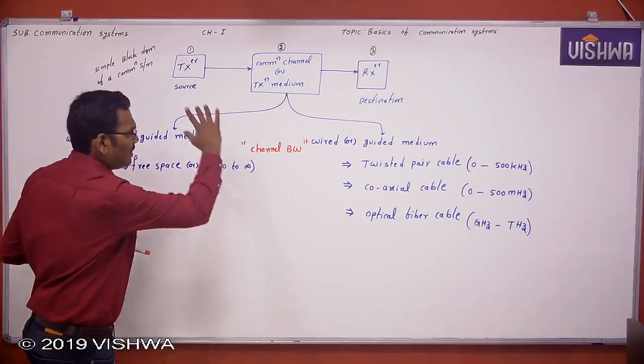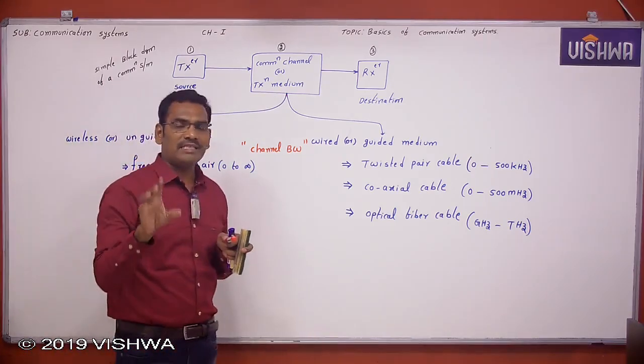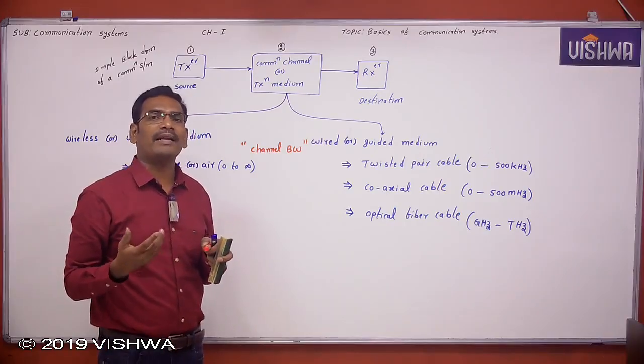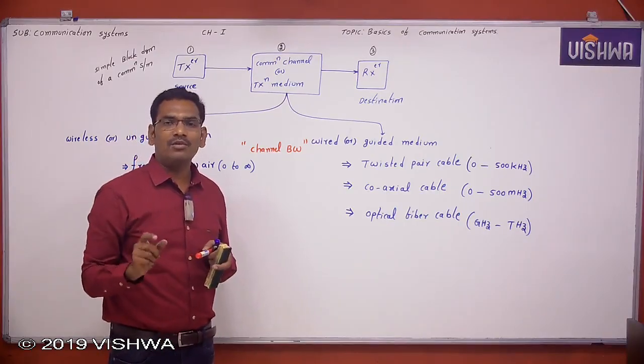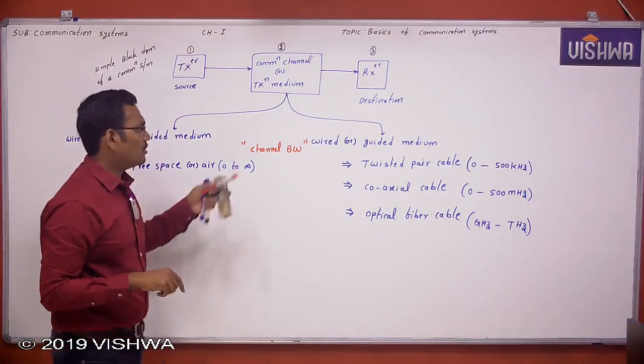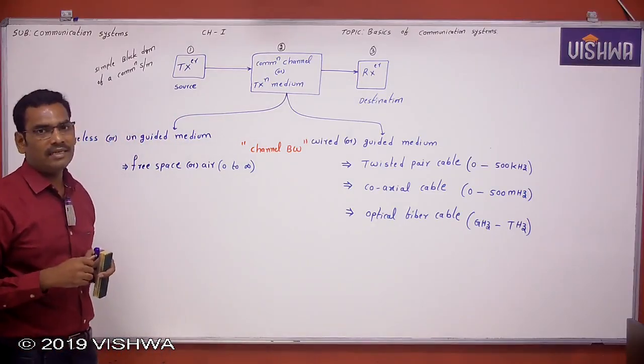All these are the channel bandwidth. Now earlier, in the first class, we covered the different kinds of practical signals. Those are the signal bandwidth. Understand? This is the channel bandwidth and that one is the signal bandwidth.